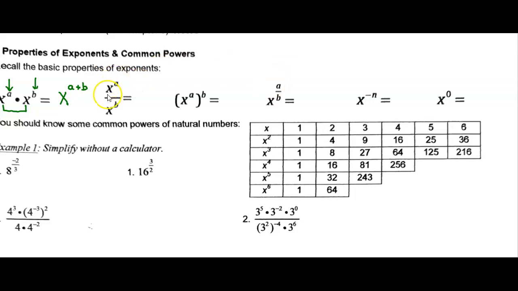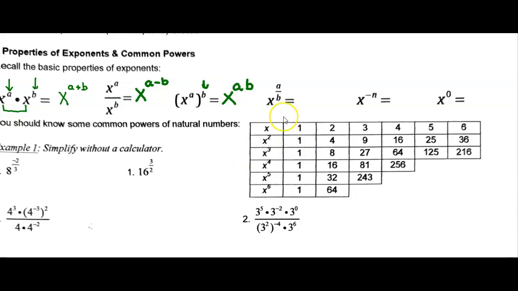And likewise, if you're dividing, you're saying, well, how many you have on top with how many will cancel on the bottom. So you just subtract them because they're canceling out. So this would be x to the a minus b. All familiar, these are all algebra 1. Then we have the power to a power. So you have how many groups of the base to that power do you have? So you just multiply those. So those are the basics from algebra 1.